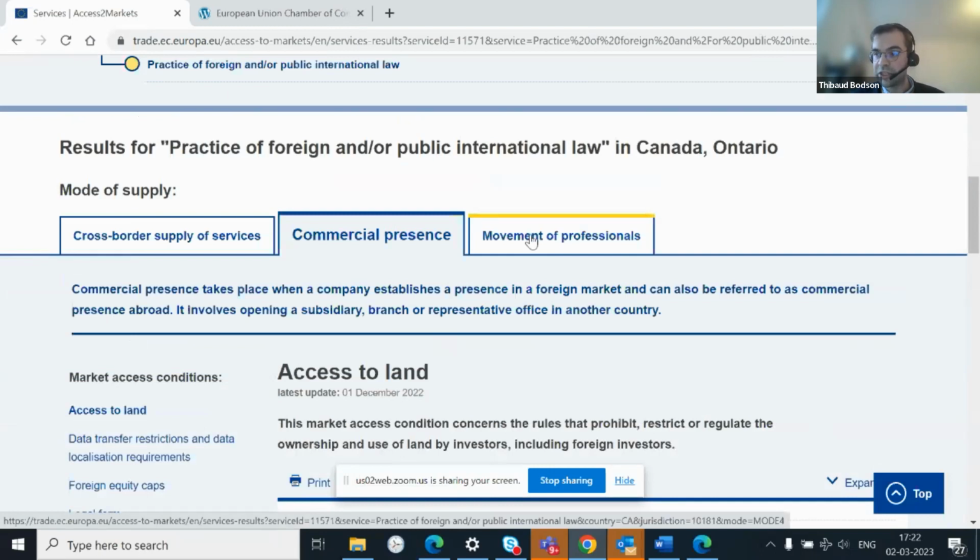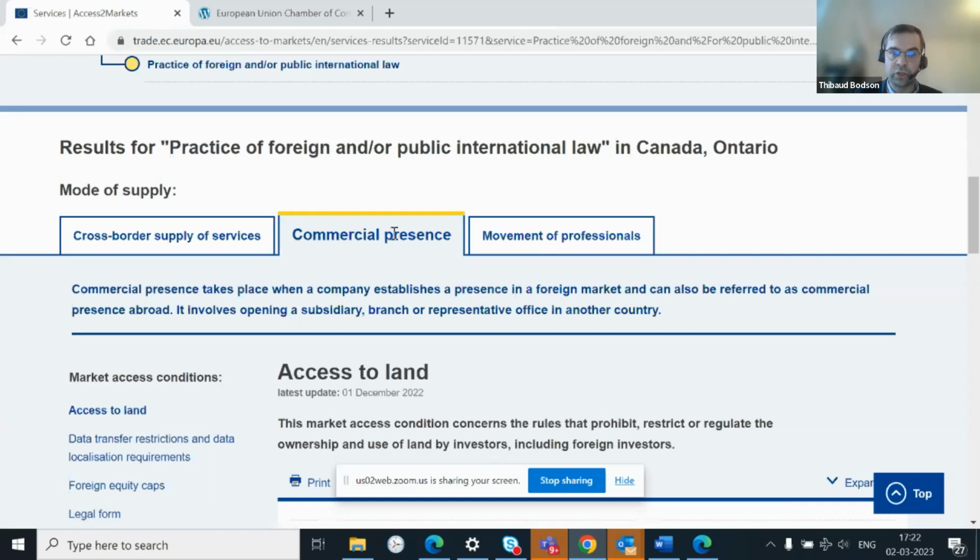So movement of professionals is basically when one of your employees, a professional, a lawyer, will travel to Canada in order to supply the service there in Canada. Is that the way you want to provide a service? Or perhaps you want to do that through commercial presence. Commercial presence is when you want to have, say, a branch in Canada, and you will supply the service in Canada through that branch. That's the second option.